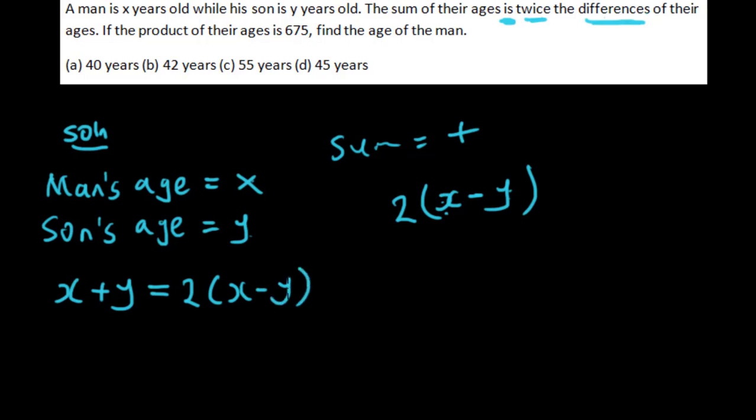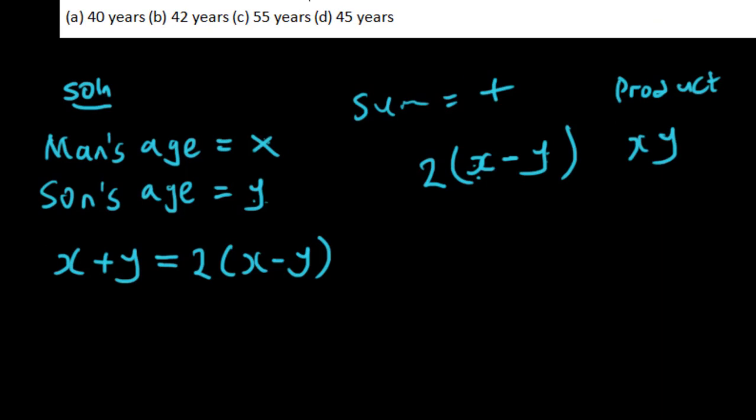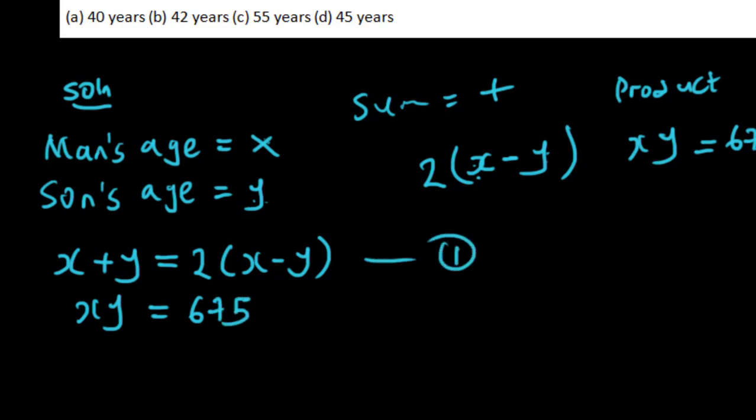Does that make sense? Now we are told the product of their ages is 675. Product means what? Times. So the product of their ages is x times y, which is xy. What did I say "is" means? Equals to, so xy equals 675. This is equation 1, and this is equation 2. Now we are told to find the age of the man, so basically we are told to find x. Does this make sense?